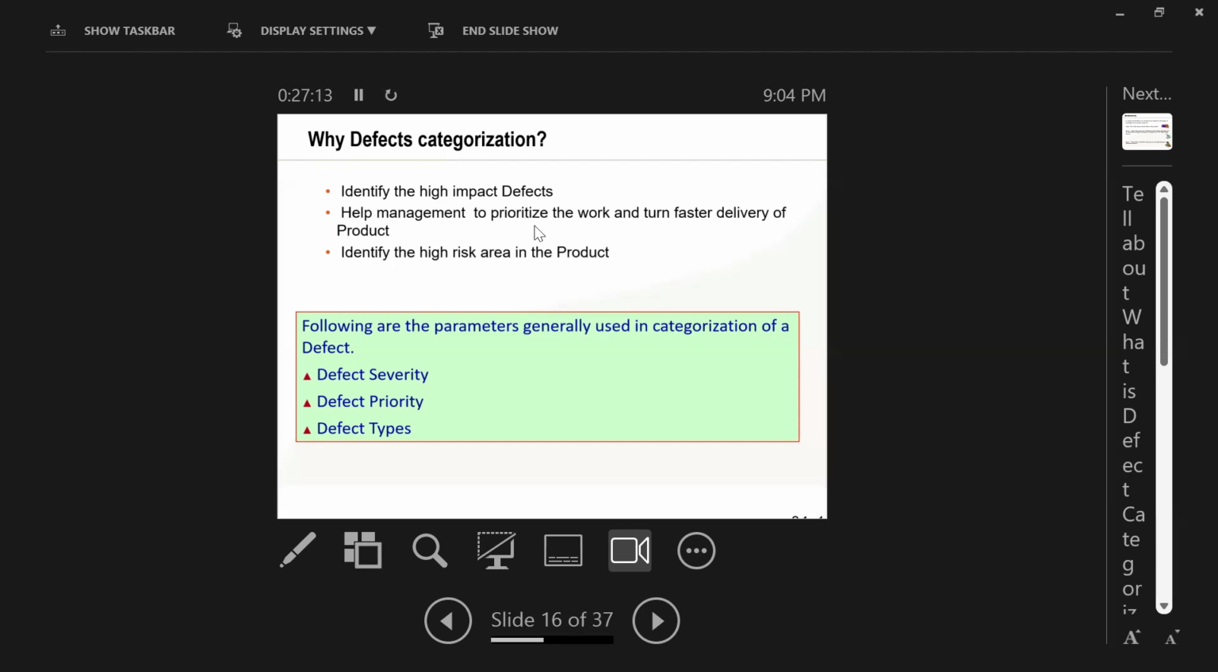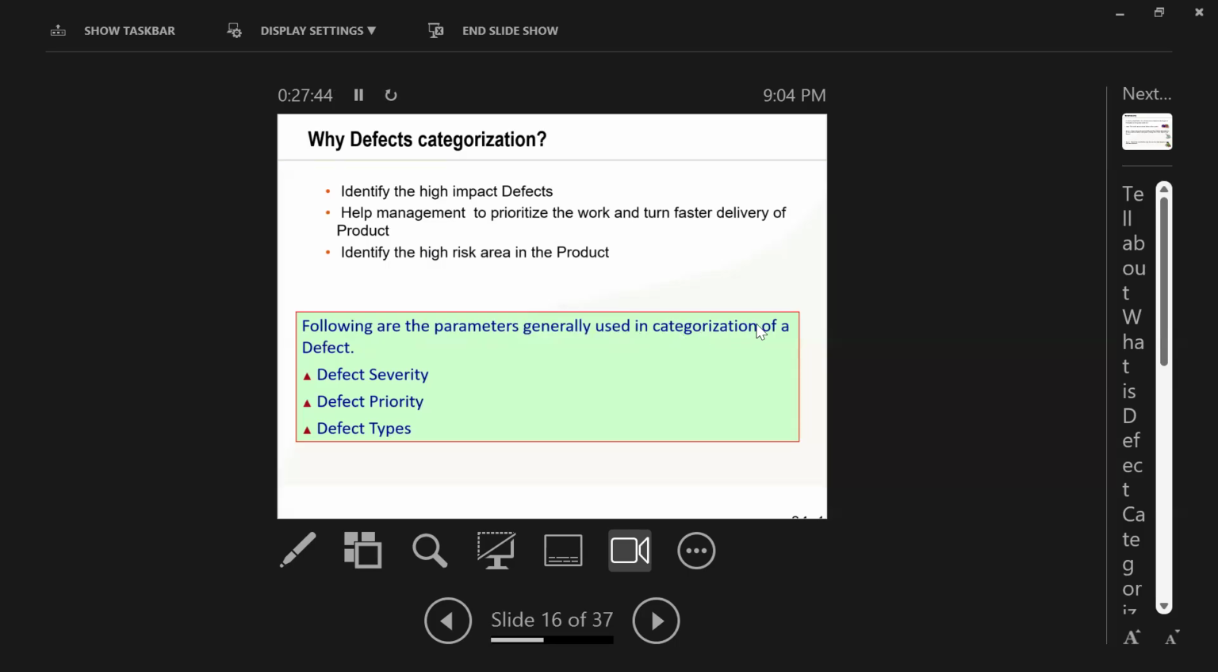Categorization helps management to prioritize the work and ensure faster delivery of the product. It also identifies the high risk areas in the product. When we are delivering the product, if a defect is in a high risk area, then we need to identify that. Those are all things we need to prioritize. But categorization is high, medium, low, something like that.